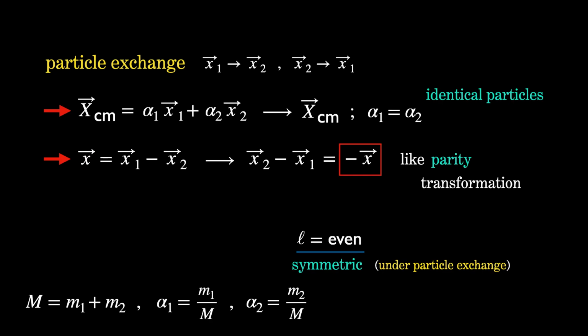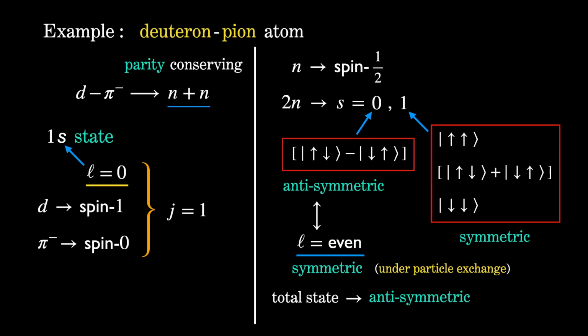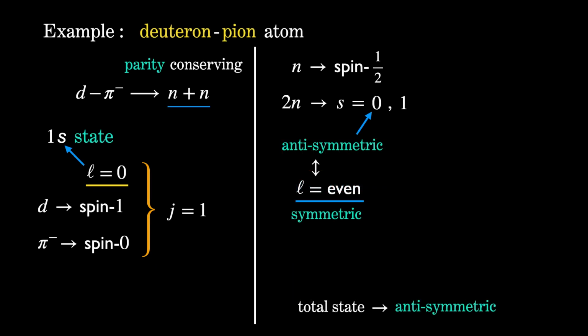Therefore, states with even orbital parity must also be symmetric under particle exchange. And these are the states with even L, which is what we have set out to prove. By the same reasoning, odd values of L would then be anti-symmetric under particle exchange. To form a total anti-symmetric state, the spin 1 states must pair with the orbital states with L equals odd.